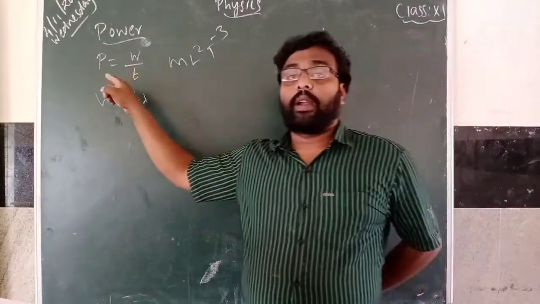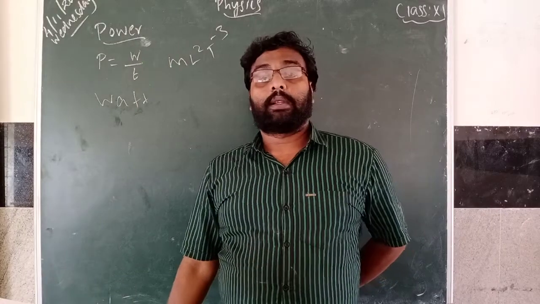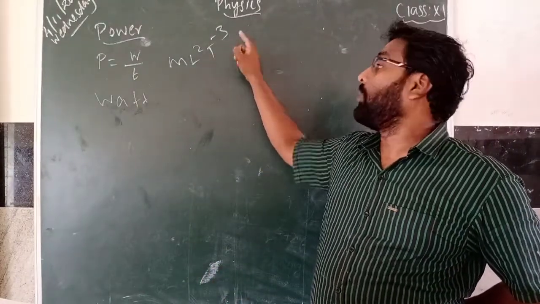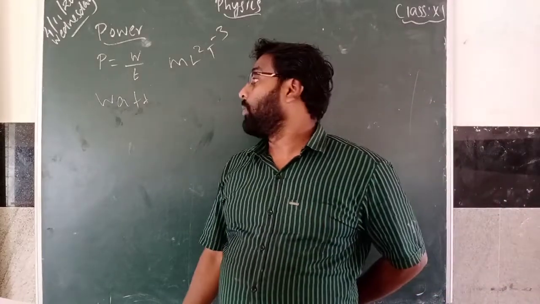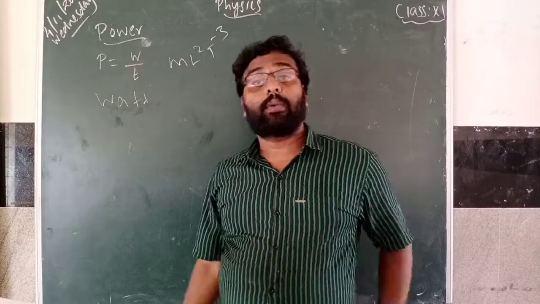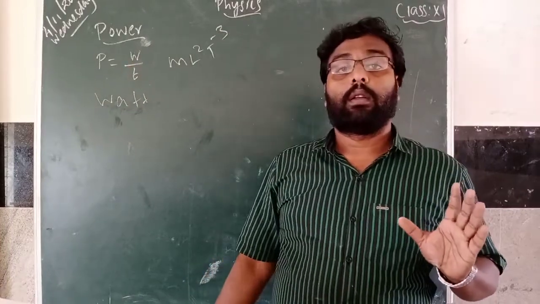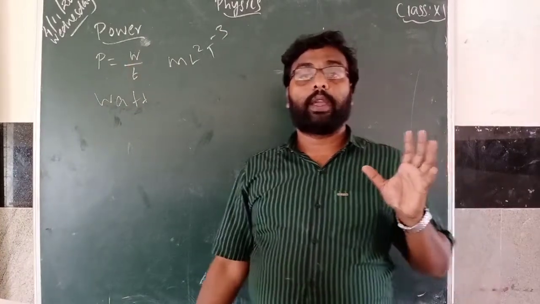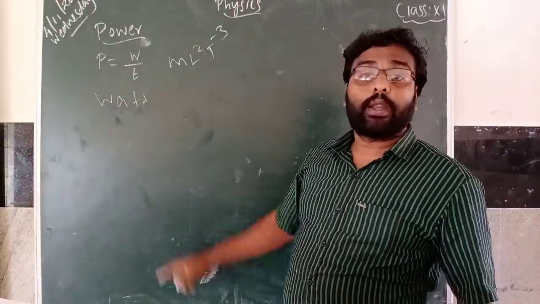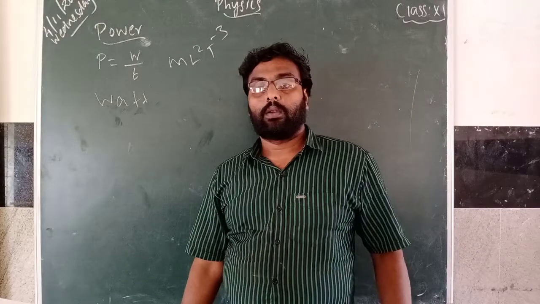Based on work done by time taken, we found this in the dimensional analysis topic. So ML²T⁻³ is the dimensional formula for power, and the power formula is work done by time taken. The power definition is: power is the rate of doing work or energy delivered, and its unit is watt.